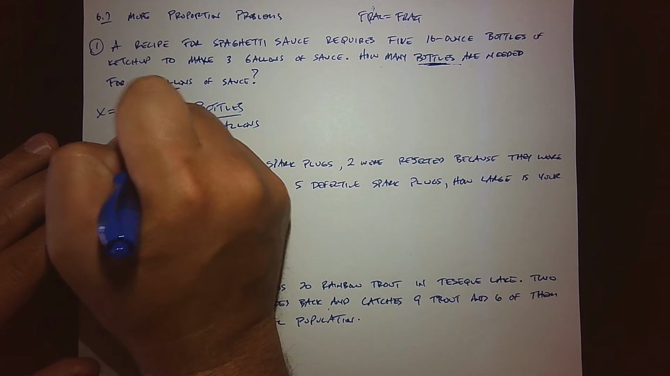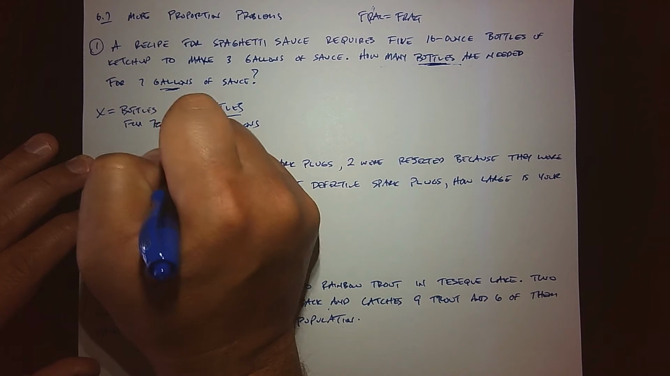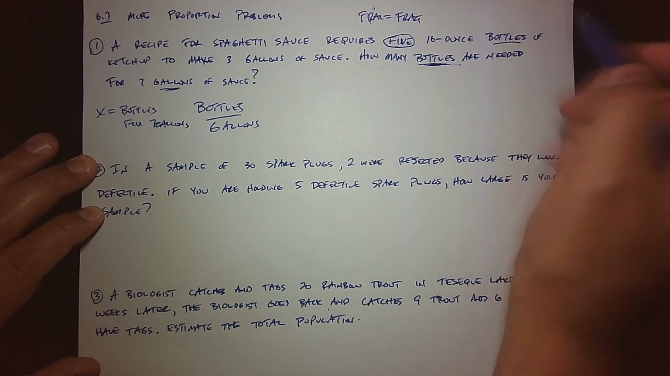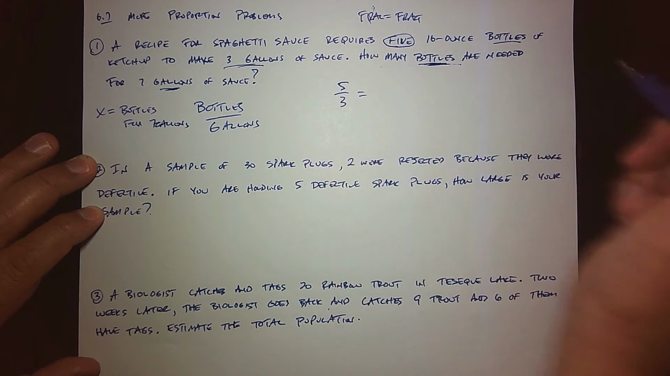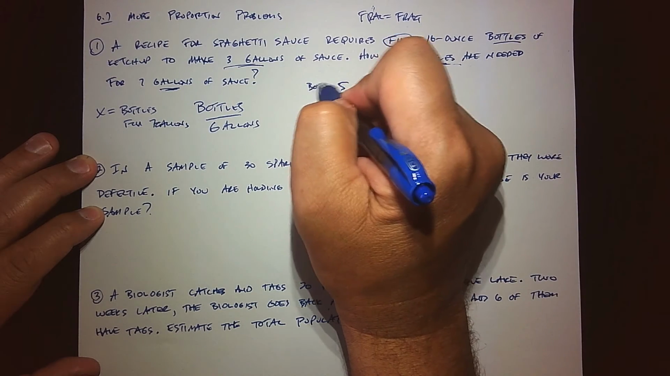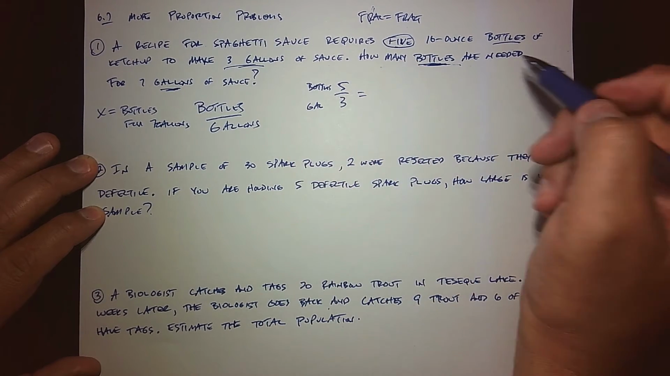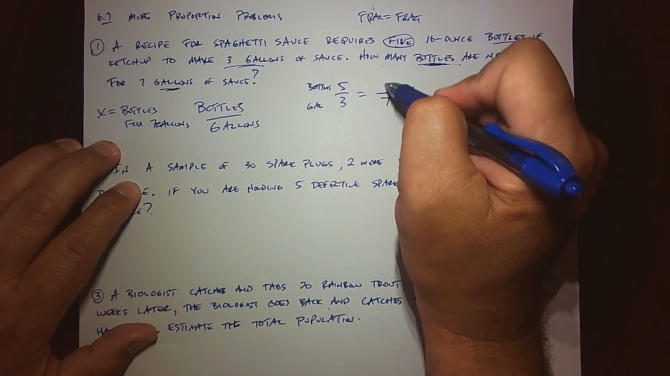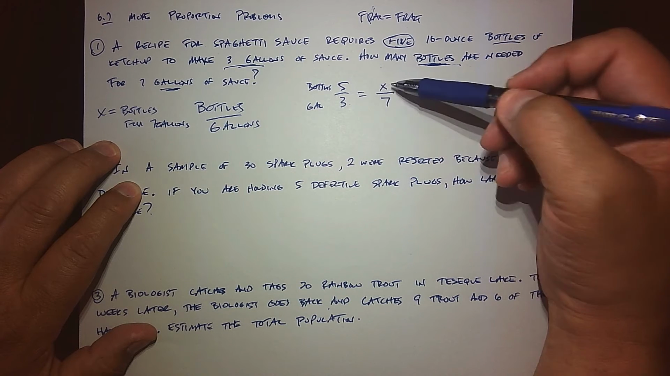So bottles for 7 gallons. What do we know? Well, it takes 5 bottles to make 3 gallons. So there's one of my fractions. 5 is to 3. So again, this is 5 bottles for 3 gallons. And what about if I have 7 gallons? How many bottles do we need? I don't know. So we call that X. So there's your setup. Bottles to gallons, bottles to gallons.